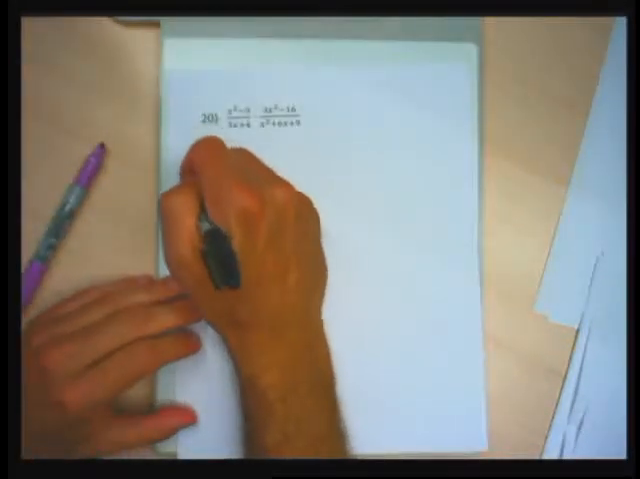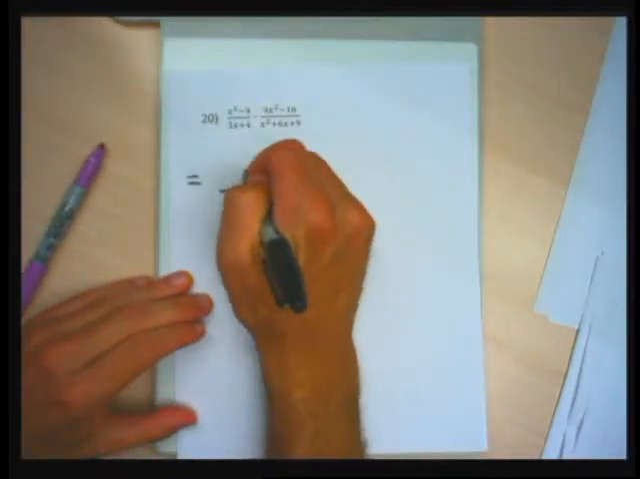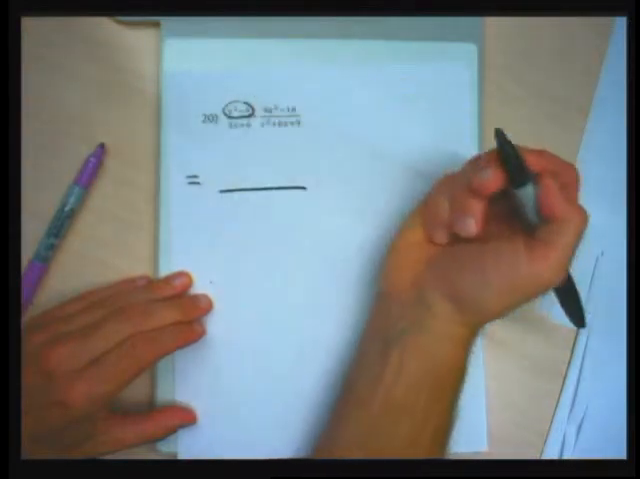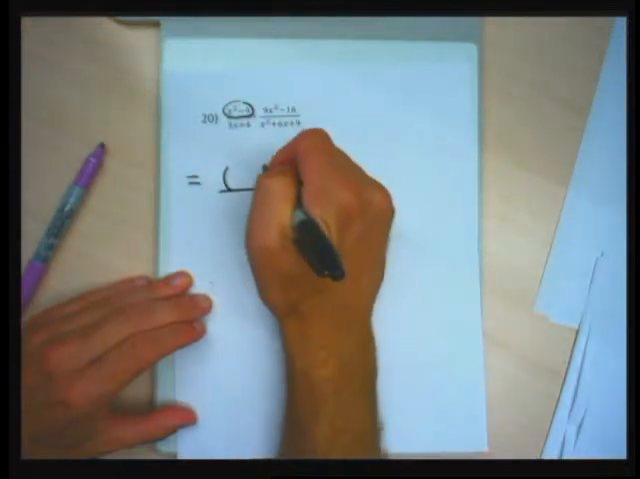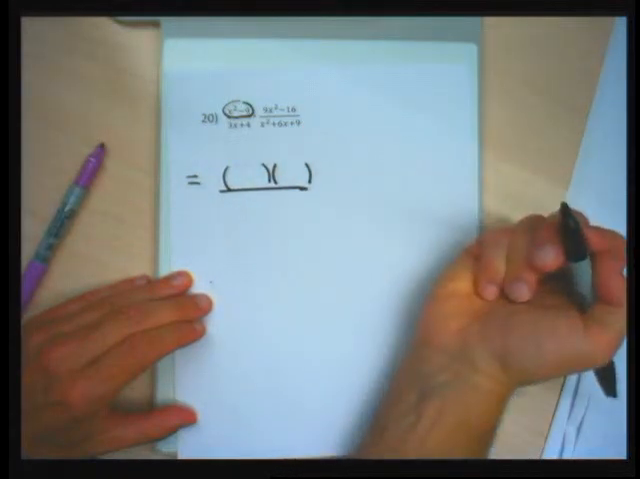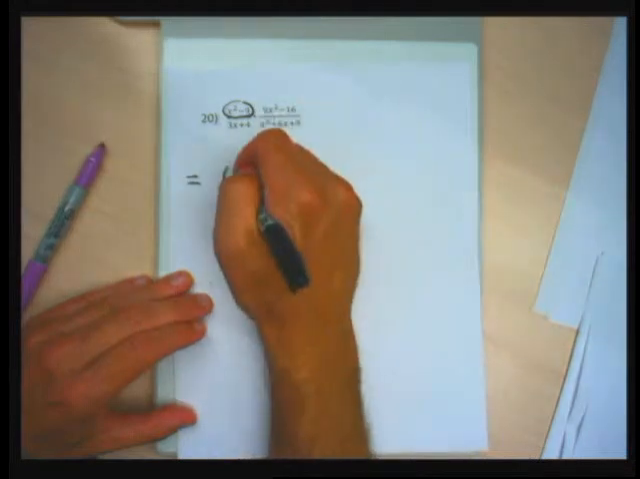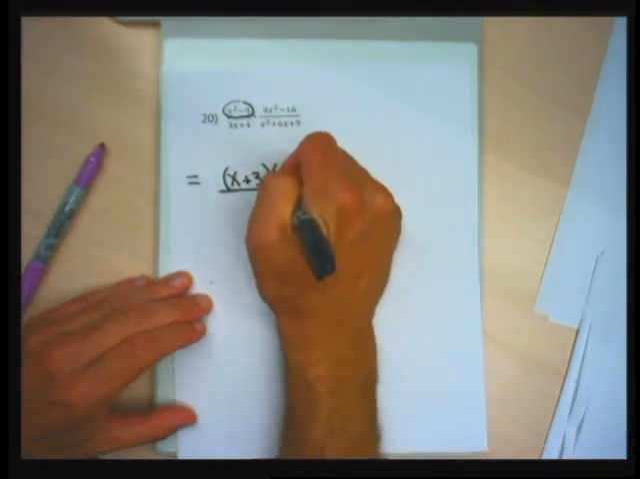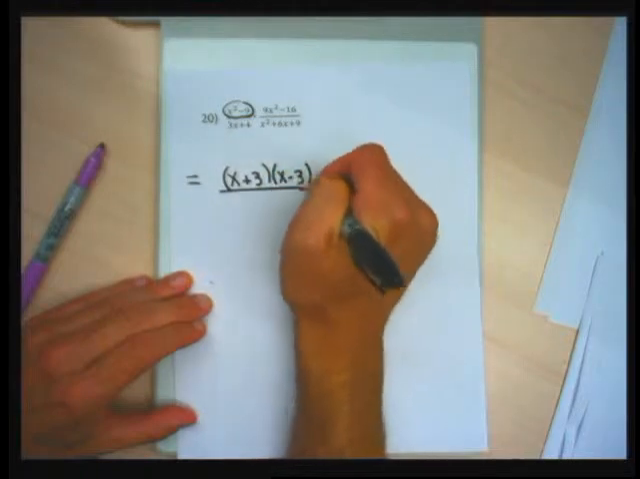Number 20, the factoring starts to get harder. There's no flipping because it's not a division problem. I have 3 factorings to do. The first thing I'm going to do is factor this x squared minus 9. I don't need any side work to factor that. That's a square with a minus. I'm going to get 2 identical parentheses, one with a plus, one with a minus. Take the square root of the 9. That x squared minus 9 factors into x plus 3 and x minus 3.